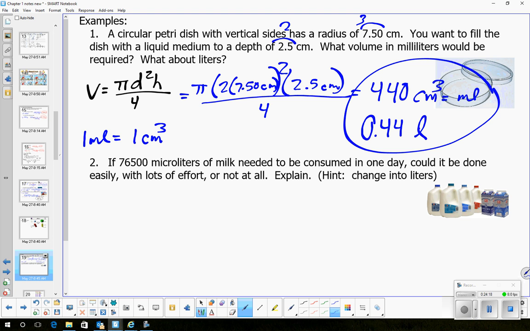Sounded like you said 440. Okay, so I just moved the decimals 3 places, or divide it by 1,000. Okay? All right, let's do this other one.